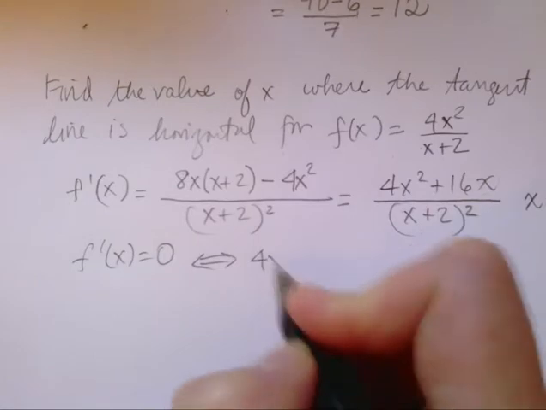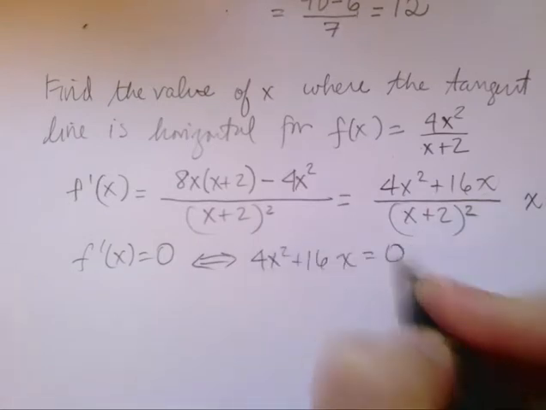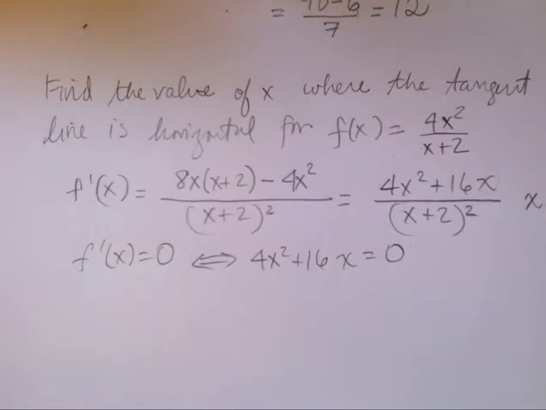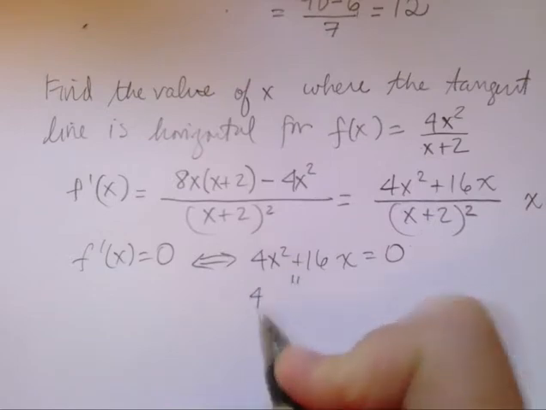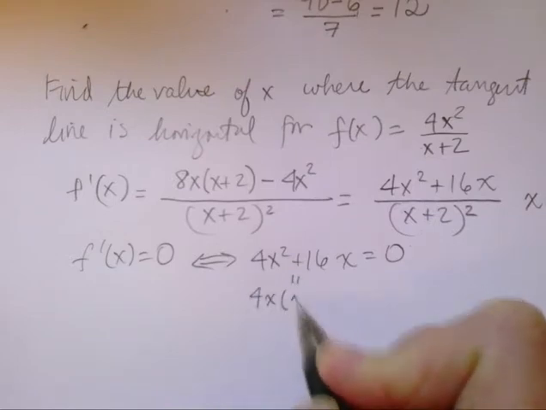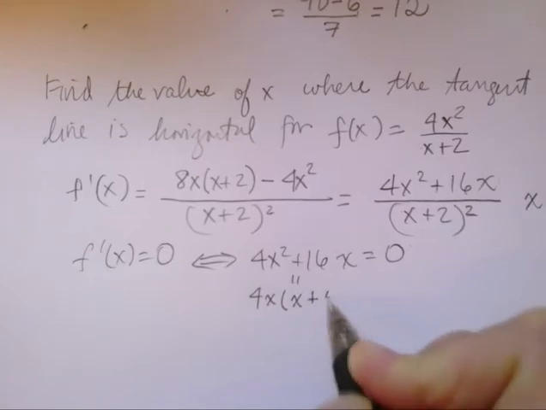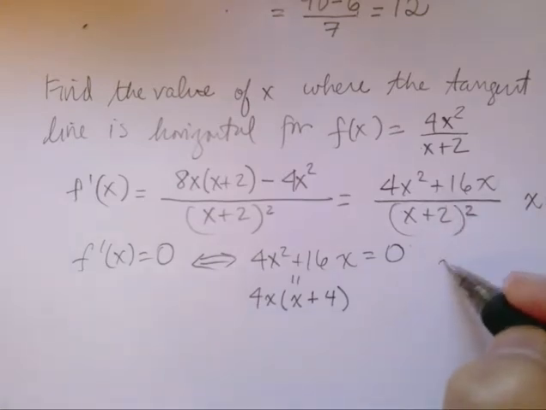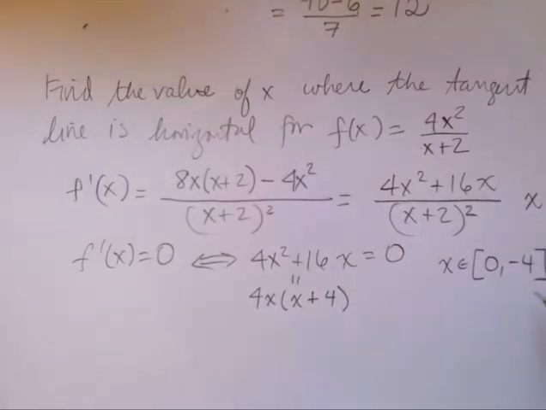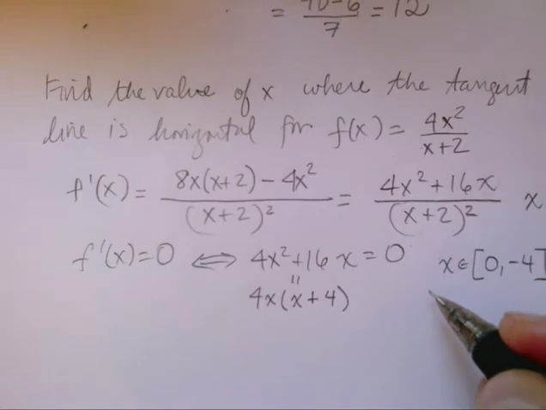numerator equals 0. So 4x squared plus 16x equals 0. And so I'm going to factor that into 4x times x plus 4. And so therefore the derivative equals 0 when x is equal to 0 or -4. And since that doesn't coincide with -2, we're fine. So the tangent line is horizontal at x equals 0 or -4.